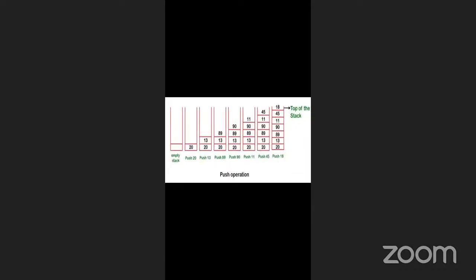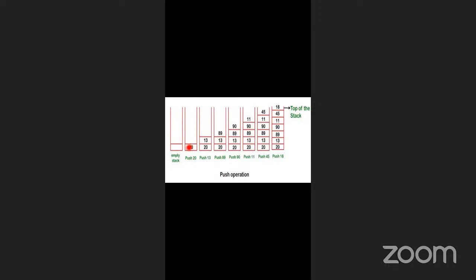Here we already discussed that push is one operation and pop is another operation. I want to tell you how to push elements into the stack. This is the stack. In this stack, the first time we didn't push any element, so it is an empty stack. Then I push 20. Then 20 will be stored as the first element, at the bottom.